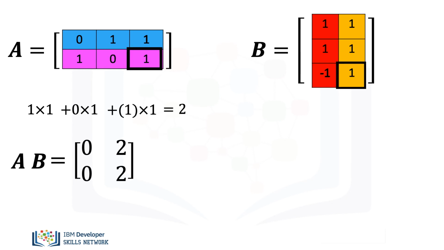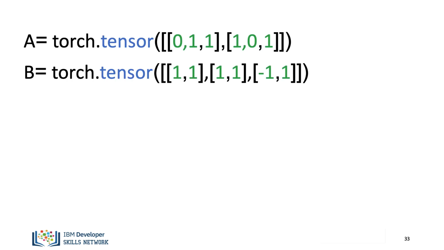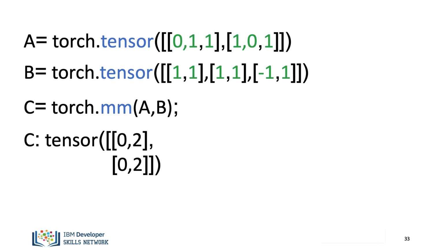The result is 2. In PyTorch, we can define the tensors A and B. We can perform matrix multiplication using the method in PyTorch and assign the result to a new tensor C. The result is tensor C, which corresponds to matrix multiplication of tensor A and B. There are many other operations you can perform on 2D tensors in PyTorch. Check out the labs and documentation for more.